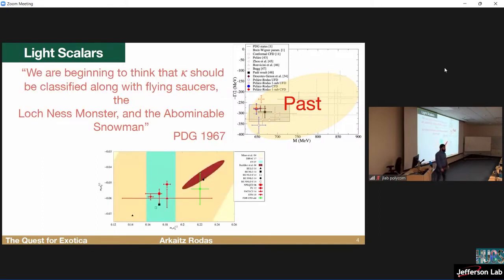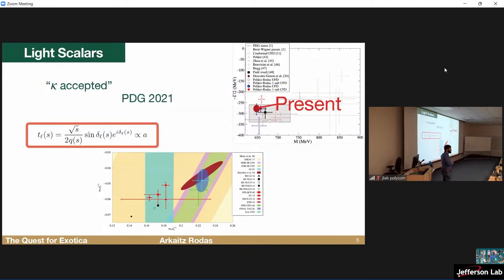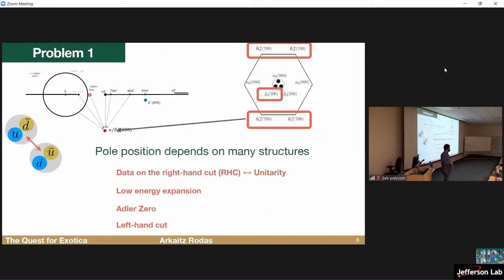This is what the PDG said about this state back in the day, 1967, where it was compared to some cool things like the Loch Ness Monster and the Abominable Snowman. And again, this is not needed. It's over there, you can see it. And so we're going to explain how to go from this to that, okay? Now, not only that, we can also determine things like this scattering length that we were playing with before. And there is some controversy there between lattice QCD driven values and our dispersive results. So we will say just a few words on that.